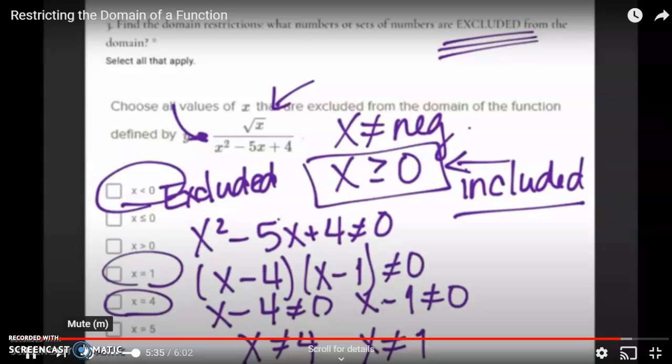Okay, so I hope this was helpful to you. Again, look for roots, look for fractions when you're trying to exclude things from the domain.